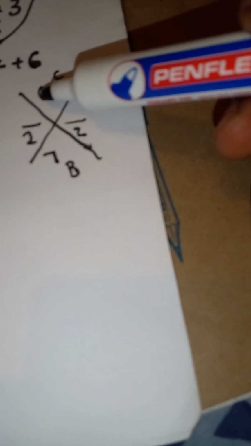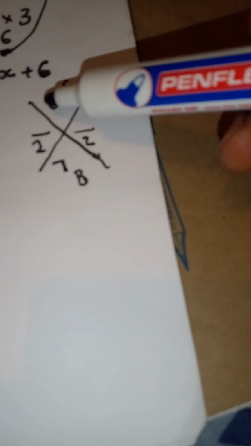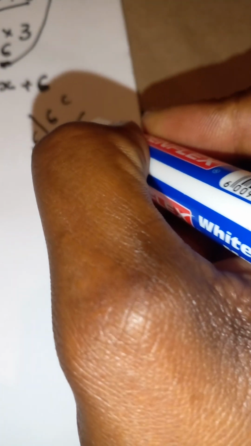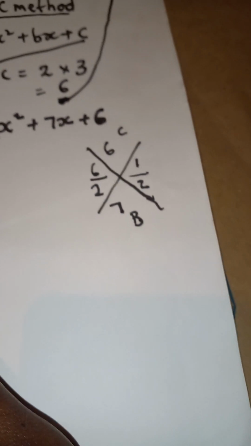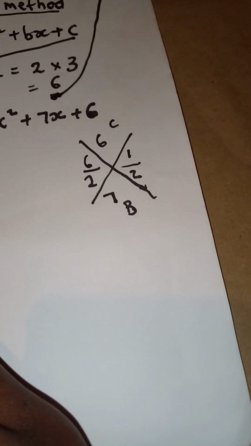Our C is 6. Our B is what? It is 7. So what are the factors of 6 that multiply to 6 and add up to 7? Those factors, guys, it is very clear. It is 6 and 1. Okay? It is 6 and 1.